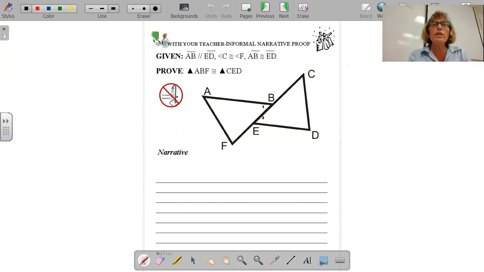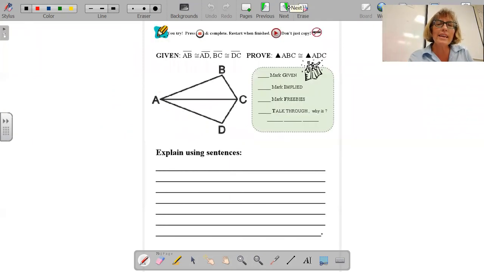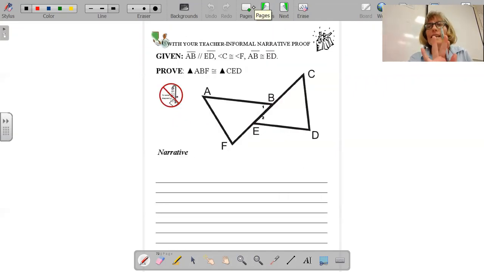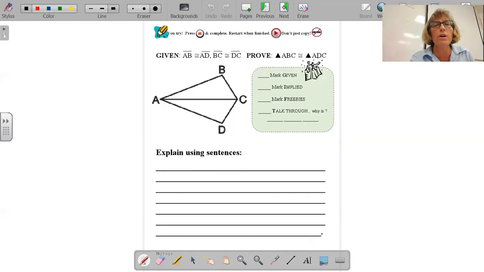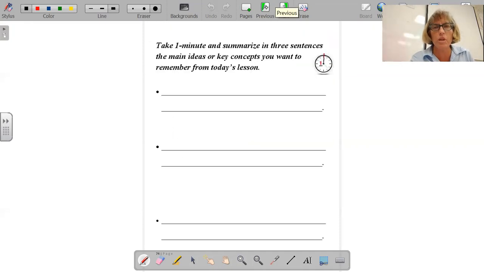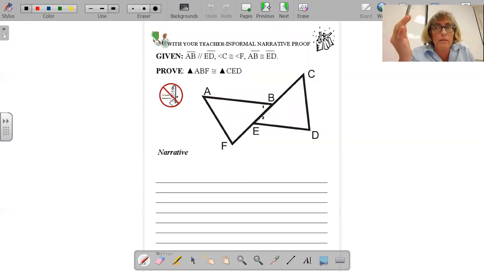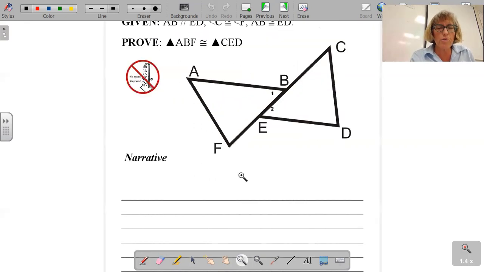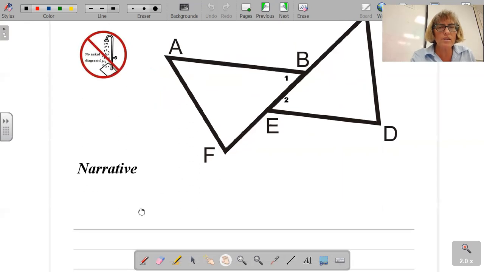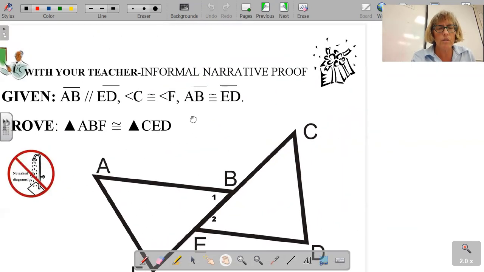Now we're going to do what are called narrative proofs, which we're going to apply this to a proof, which again is just an explanation, folks. Do not be freaked out by the word proof. Proof just means explain. It's really not that complicated. Just explain. So we're going to walk through that gift process, and we'll do this one together.